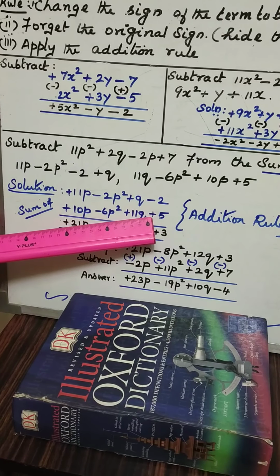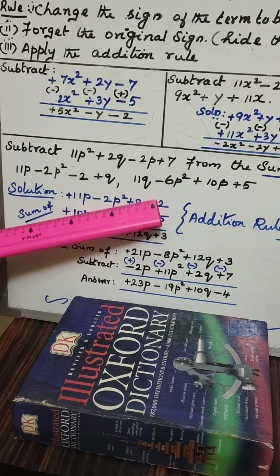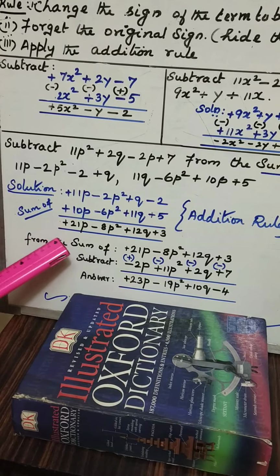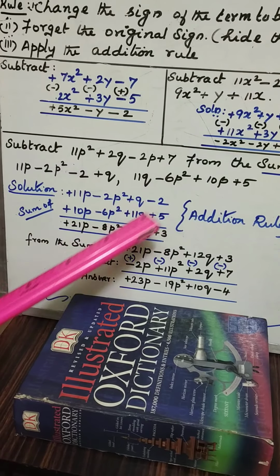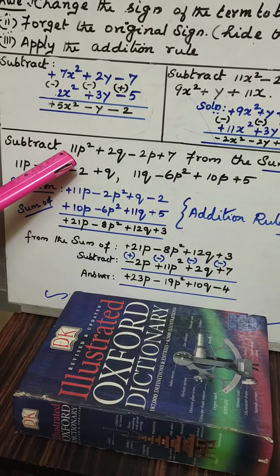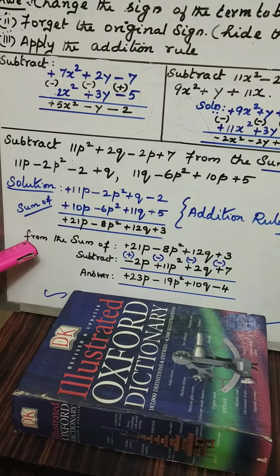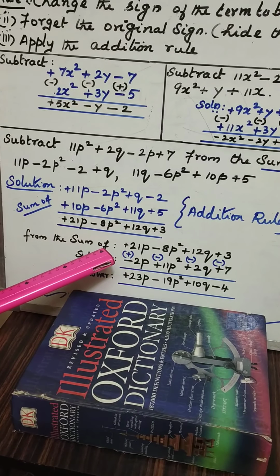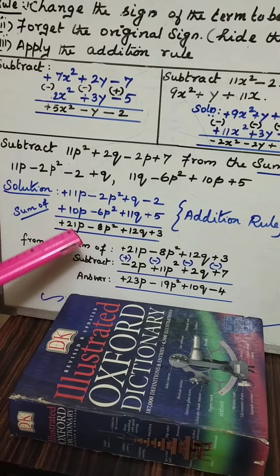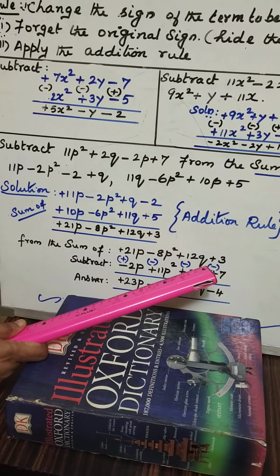Here, 1 plus, 1 minus is there. Find out the difference. Put the bigger number sign. Plus 5 minus 2. It will become plus 3, bigger number sign. Now this is only the sum of these two. Now when you get the result of the sum, from this subtract this. Here this one I have written again. That is what here also I have written, from the sum of. As usual, whatever the sign is there I have written here. That is plus 21p minus 8p squared plus 12q plus 3.